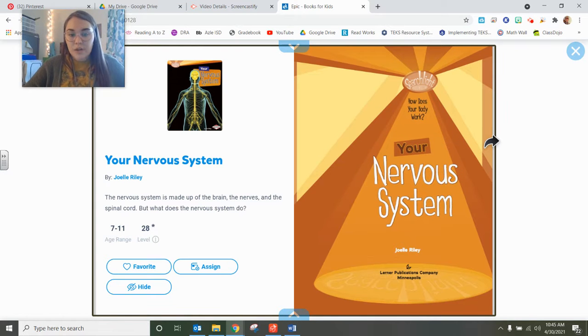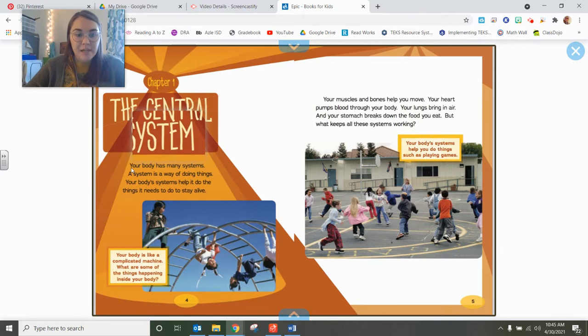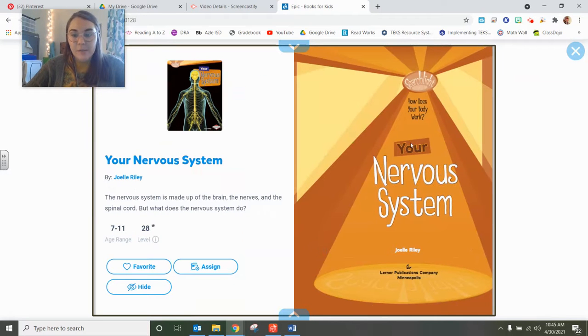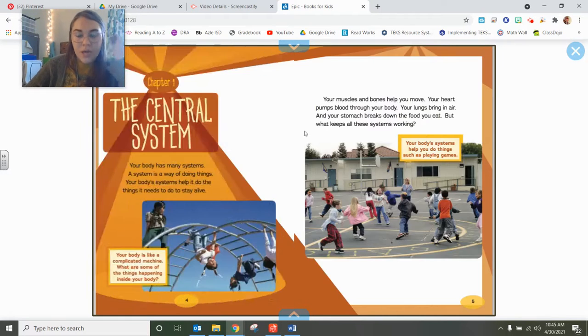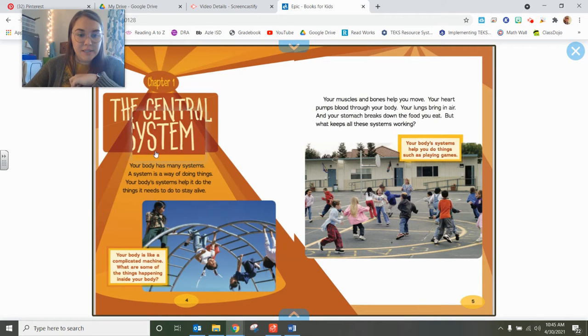So this is a book called Your Nervous System. First things first, let's look at a heading. A heading is right here. It's the central system. So notice we do have a title of the book. That's what the whole book is called. But headings break your book down into smaller chunks. So the central system, this is our heading.